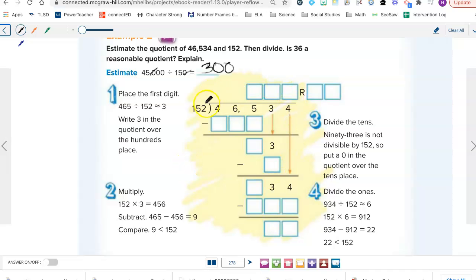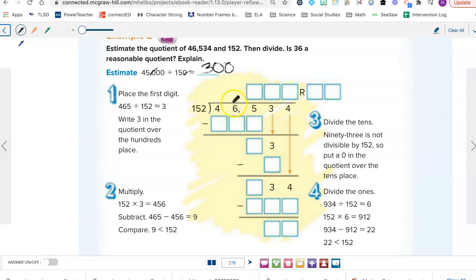So we are going to do 46,534 divided by 152. Again, I can make a multiples chart of 152 or I can estimate. So let's say, again, this is close to 150. This is close to 450. It can go in 3 times.